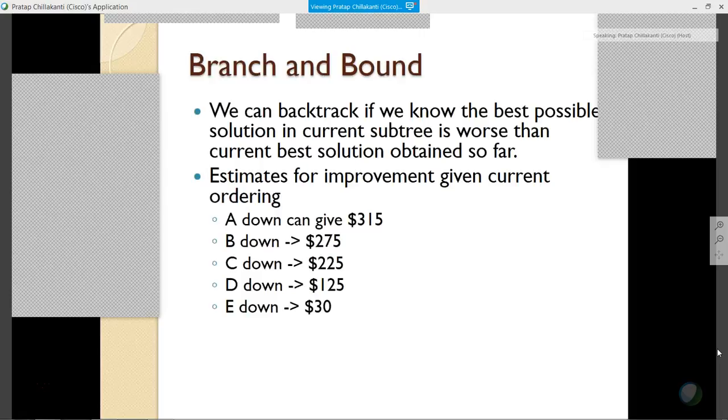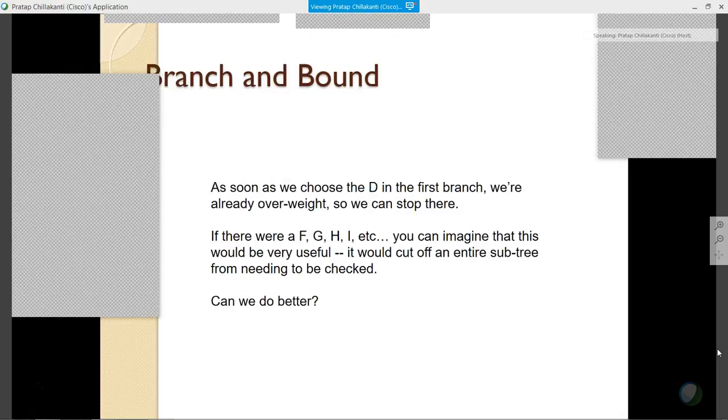So you know that when you go from A down, the value is 315. And if you do only from B down, the value is 275. And from C down 225, that you can see, right? Because 275 plus the value of A was what, 40. That's how you came up with 315, right? So those are the values depending on which path you take.